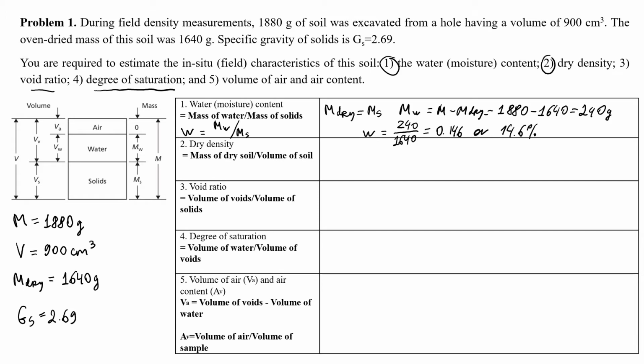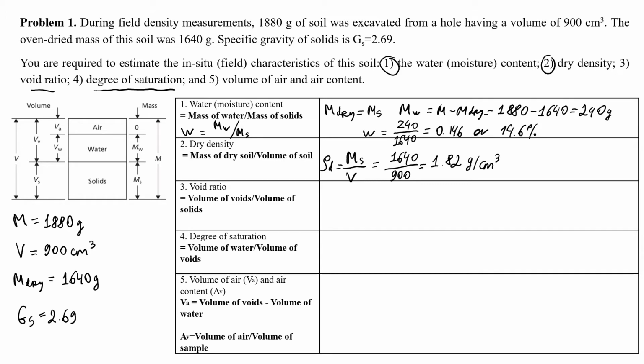Now let's look at the dry density. Dry density is the mass of solids, or mass of dry soil, divided by the total volume of the soil. We already know the mass of solids. It's 1,640 divided by the volume 900, which gives us approximately 1.82, and we're going to use grams per cubic centimeters. Okay, that was easy.